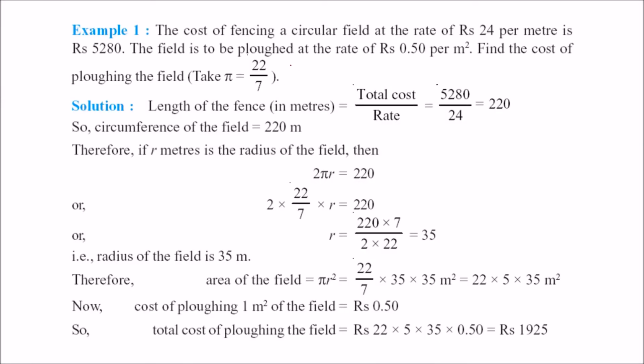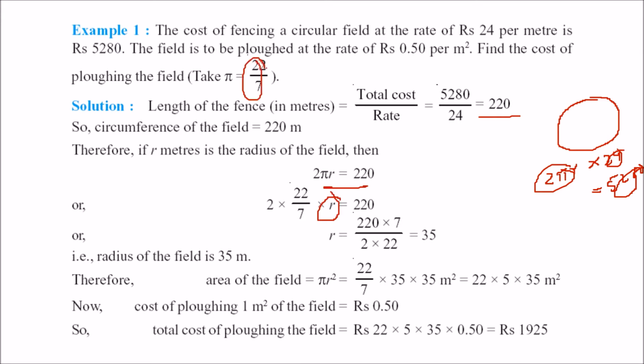Let us see an example. The cost of fencing a circular field at the rate of rupees 24 per meter is 5280. So this is your circular field and the cost of fencing is 5280. The circumference is 2 pi r; if we multiply this by 24 per meter, it gives you 5280. So if you want to find out the length 2 pi r of the fence, you have to divide 5280 by 24. So this is 220. Now 2 pi r is 220. Now we can find r. Pi is given to be 22 by 7. r becomes 35.